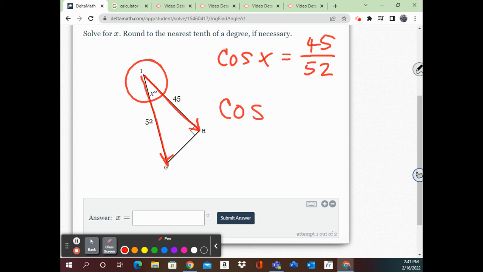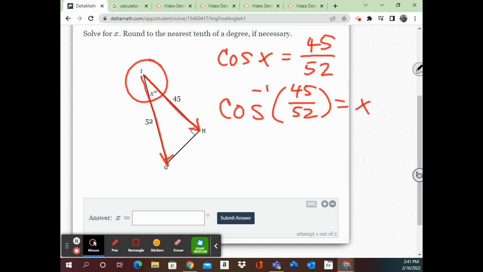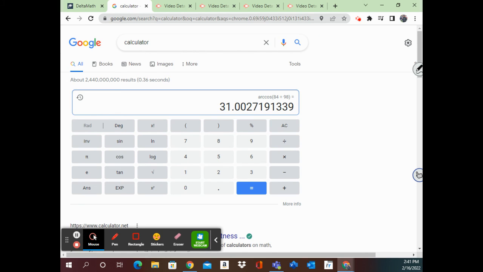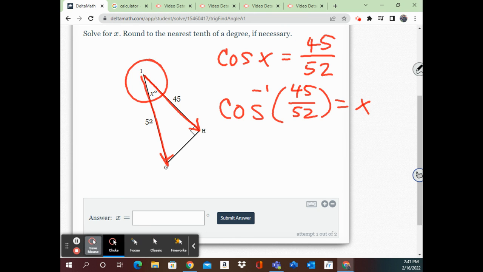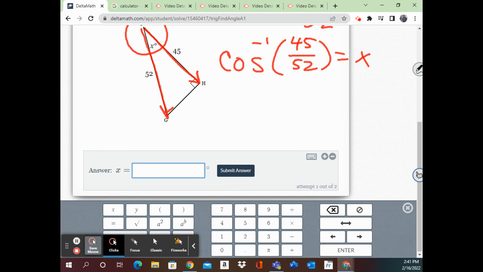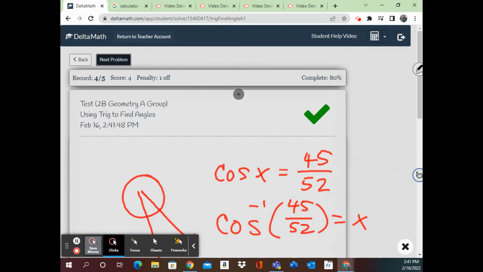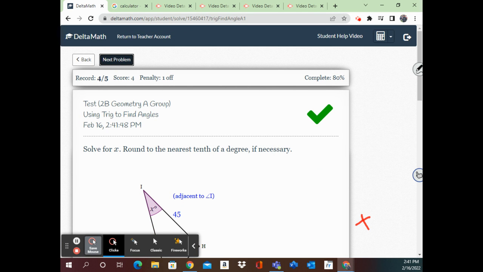In order to do the degree measure, we're going to take the inverse of 45 over 52, and that is going to be our x. So again, we're going to go to our trusty and faithful calculator. We're going to do inverse cosine 45 divided by 52. That's going to give us an answer of 30.1. So now when they say round to the nearest tenth, we have to be accurate with that information. So we have 30.1 here, not 30. So we need 30.1. And this is how you find missing angles using trig.